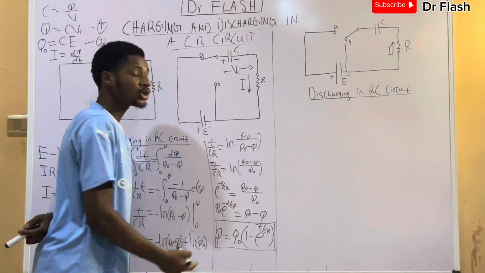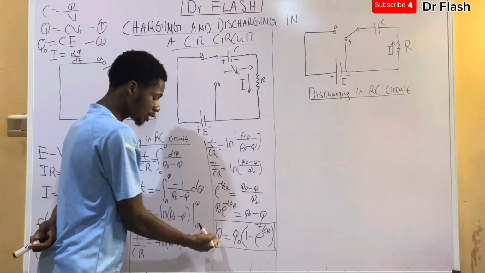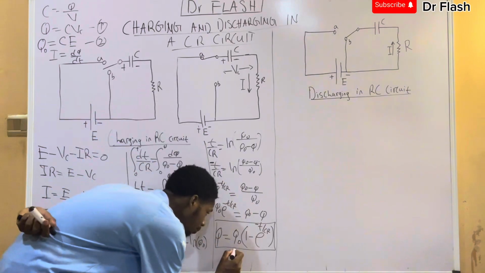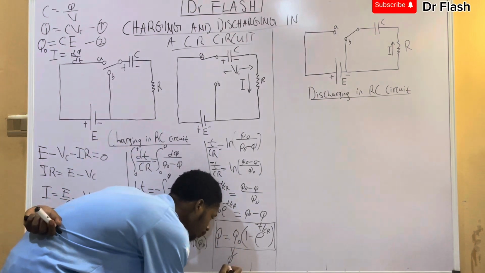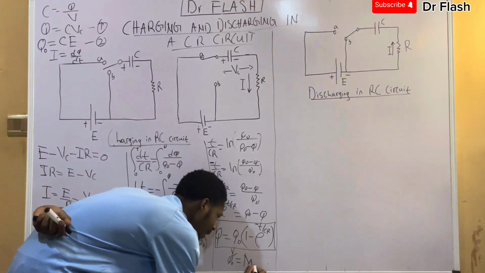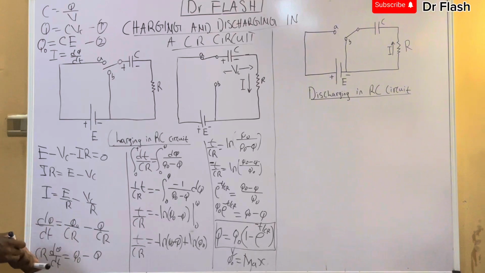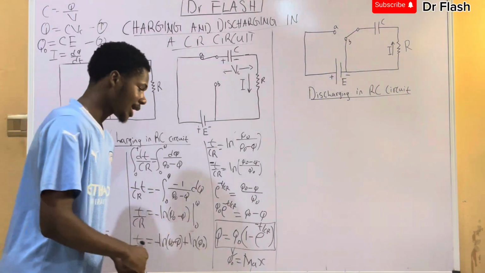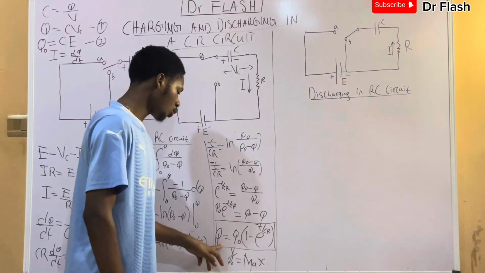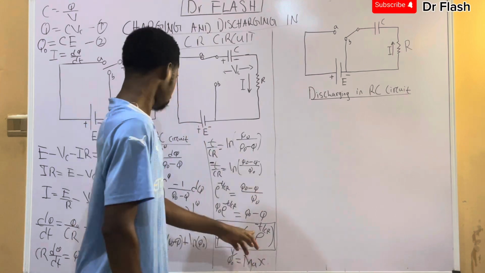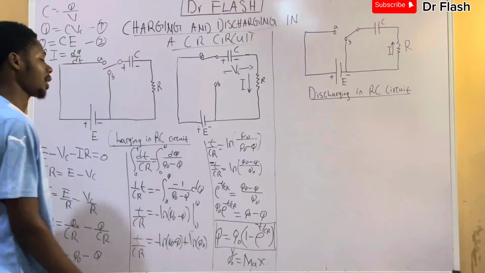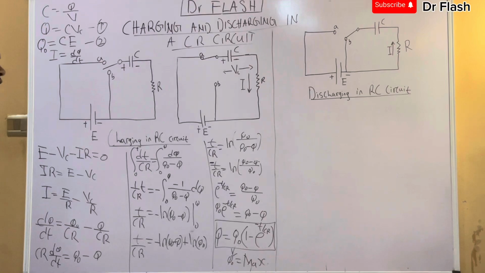Most persons think Q is the initial, Q naught is the initial and Q is the what now? Maximum. Please do not make that mistake. Q naught is the maximum charge, while Q is the charge at any time t. So Q will be equal to Q naught into brackets 1 minus exponential minus T over CR. That is the formula for charging a capacitor.